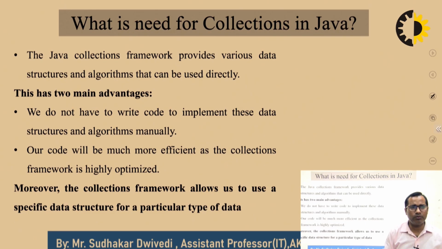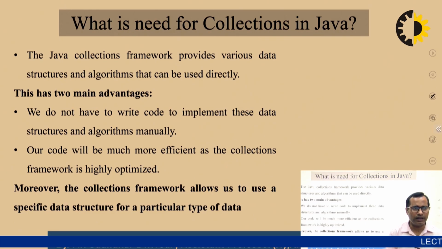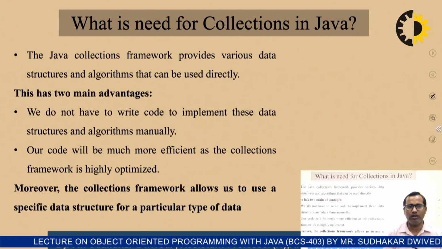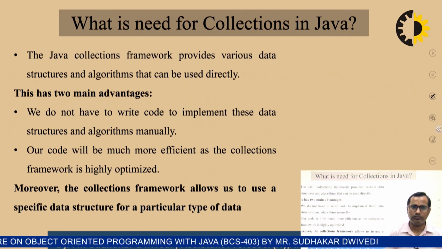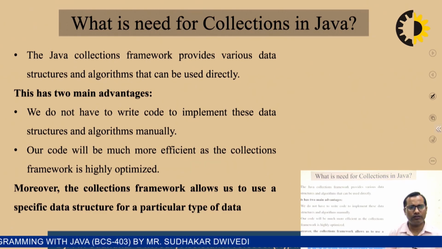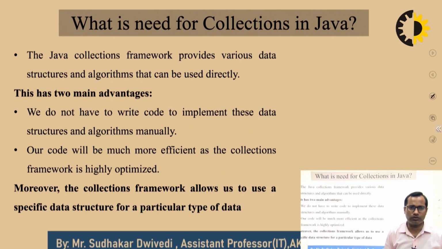So our code will be much more efficient than what we would regularly write, because the collections framework is highly optimized. All the algorithms written for the operations are highly optimized. Moreover, the collection framework allows us to use a specific data structure for a particular type of data. That means to perform some specific type of operations, we have different types of data structures that we can use in the collection framework.